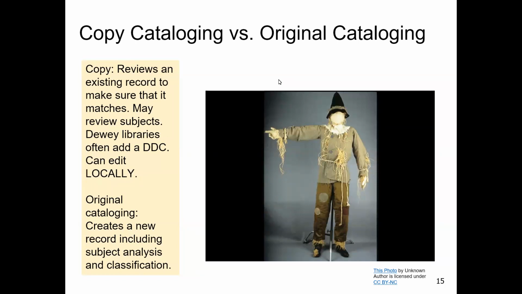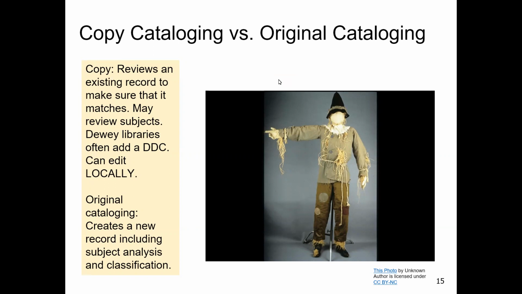You can edit these records locally. So locally means in your own ILS. So you get a record from the Library of Congress, you get a record from OCLC, you get a record from your vendor. It's going into your ILS.